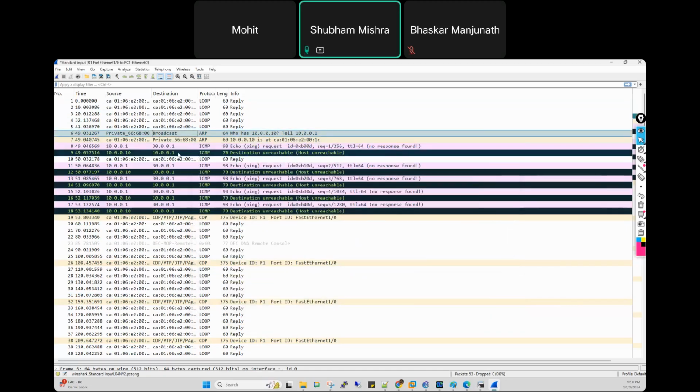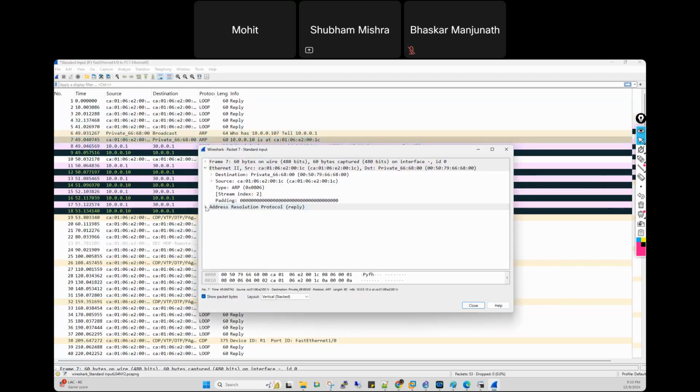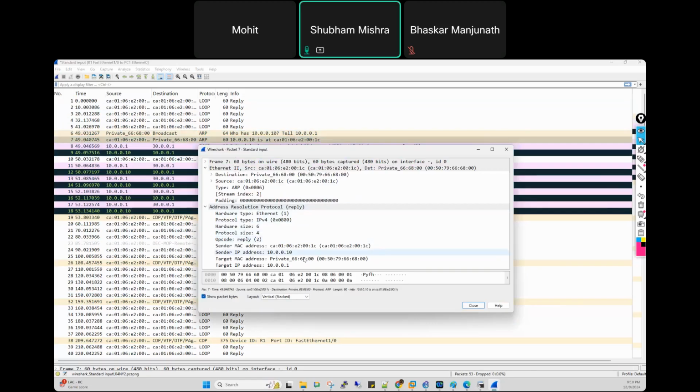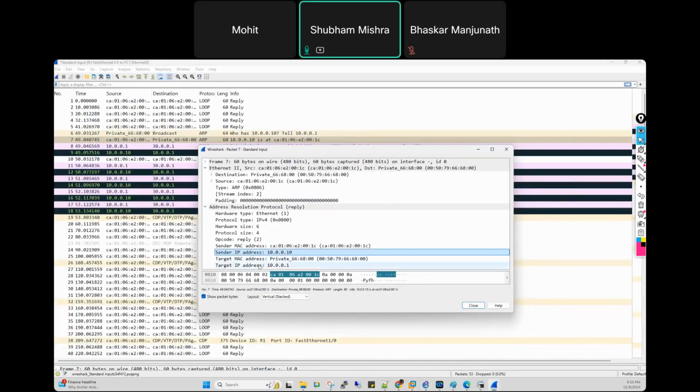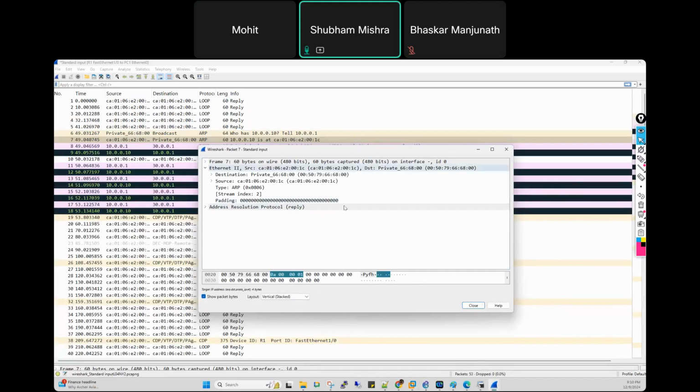Okay. Now, come here. Who is generating the ARP? That is the ARP reply. Who is the sender? Sender IP address is 10.10. It means who is sending? Router number 1. That is 10.10. Router number 1 is sending the ARP reply. Fine. Target IP is 10.1. Clear? So that is the ARP reply.